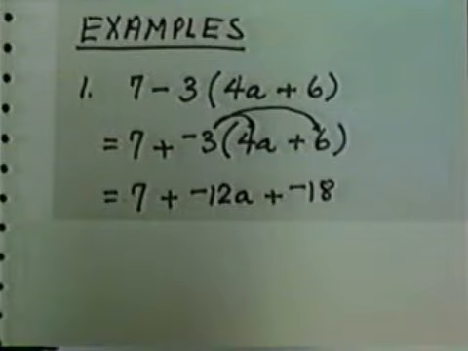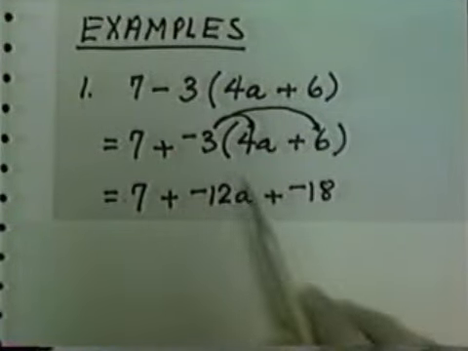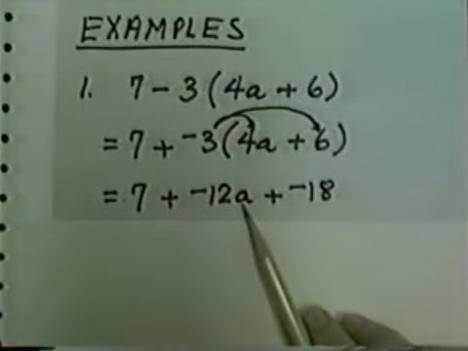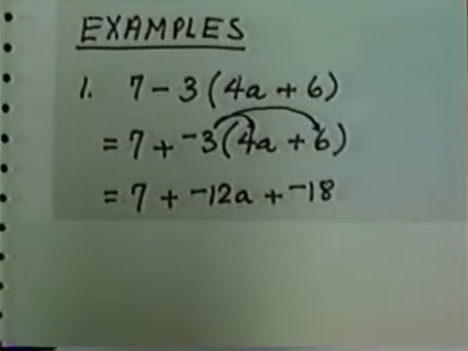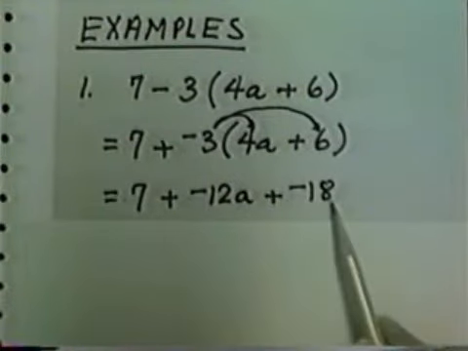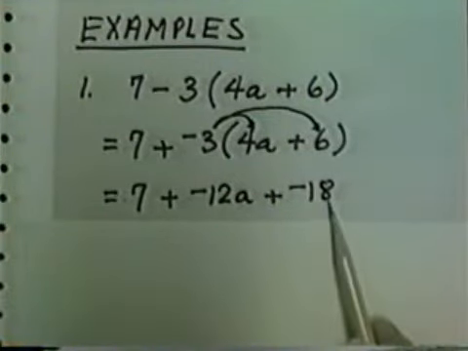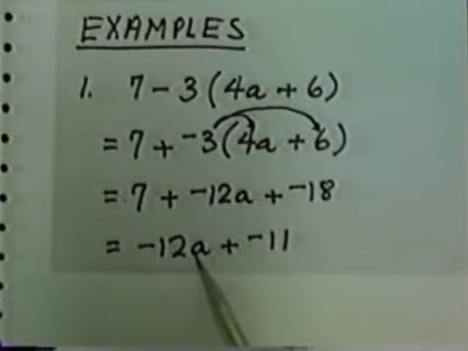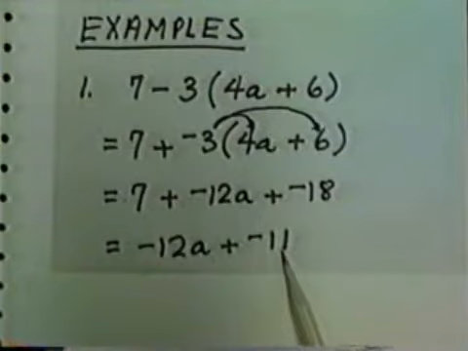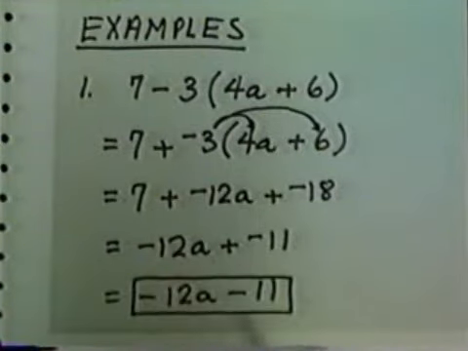However, notice that we have a constant, a term using a as its variable part, and another constant. The only ones of these that can be added are the constant terms, the 7 and negative 18. When we add 7 and negative 18, we get negative 11. So we copy the negative 12a, add negative 11. Then for the best form, we write negative 12a subtract 11.